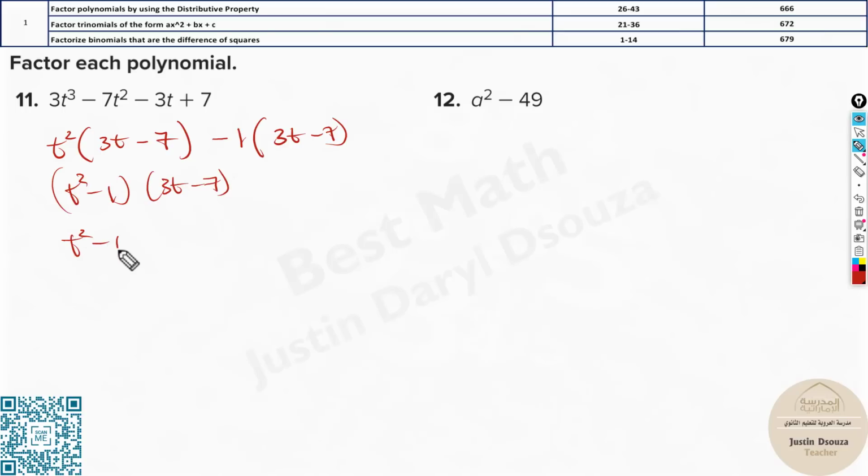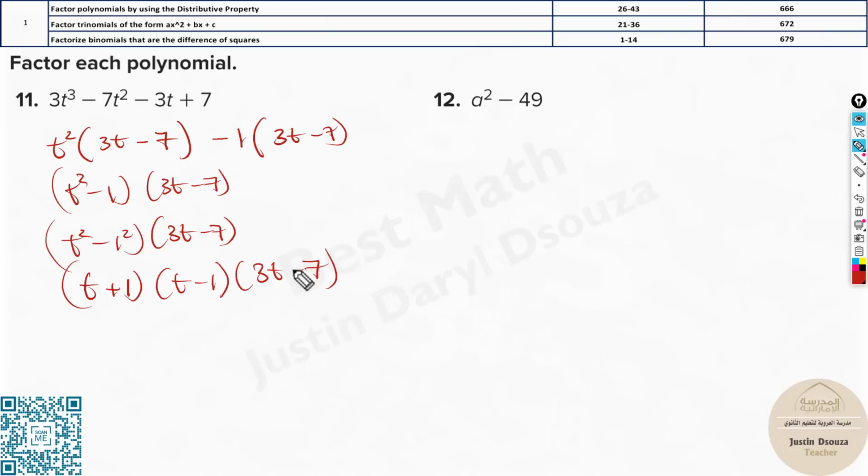Now this is just like writing 1 squared is equal to 1, so it's a squared minus b squared, isn't it? T squared minus 1 squared, 3t minus 7. Now let's split it out. T plus 1, t minus 1, and 3t minus 7. That's it.